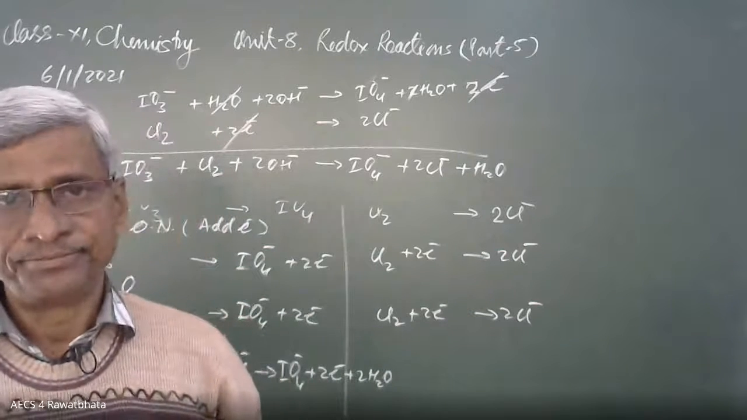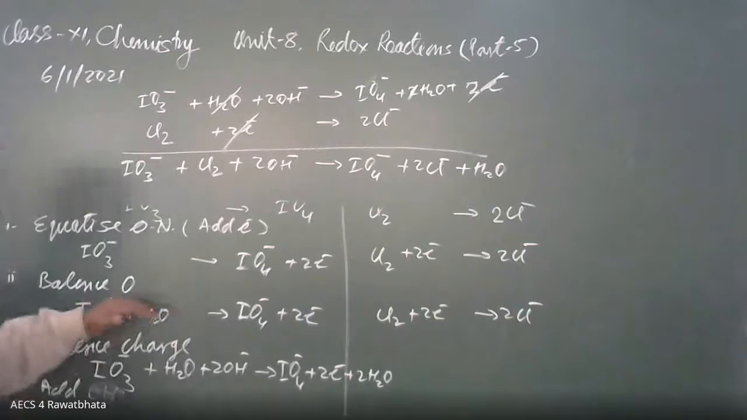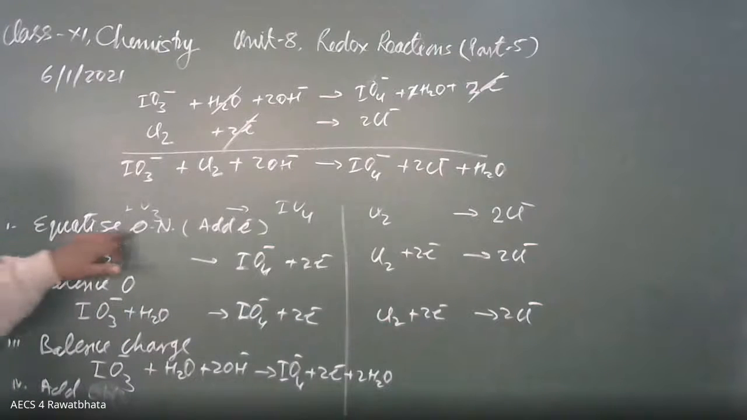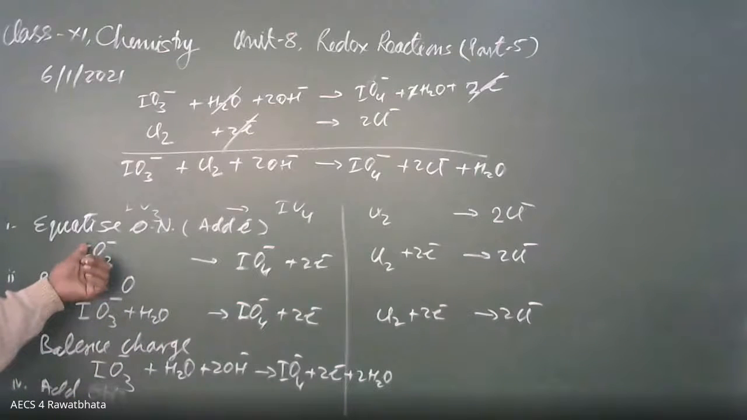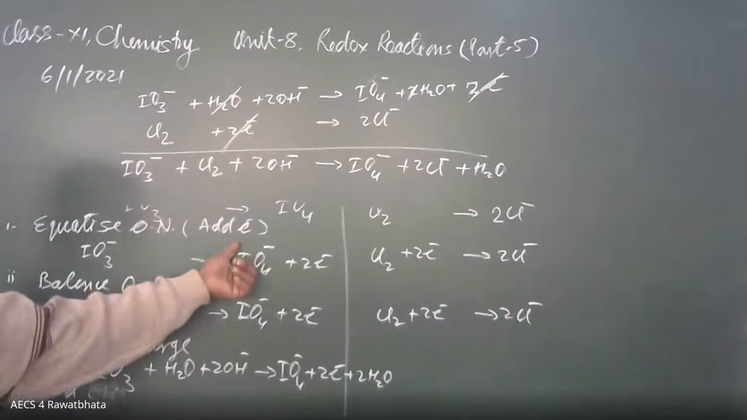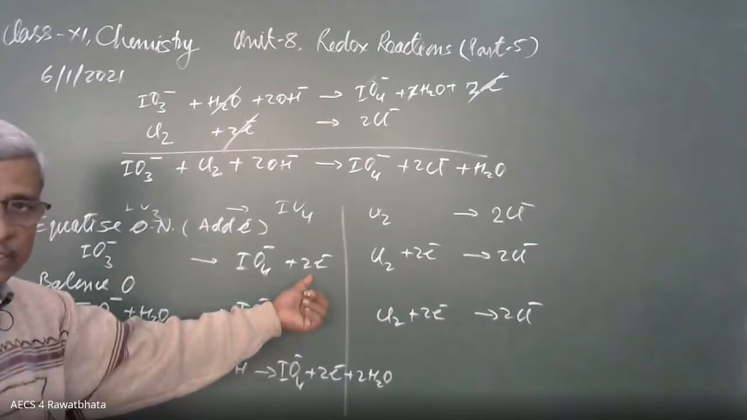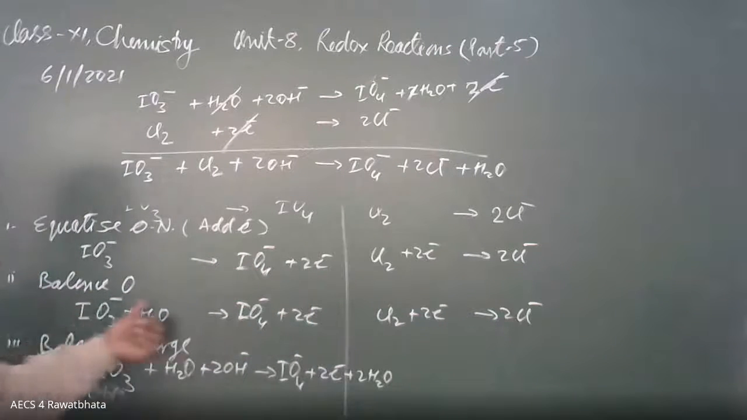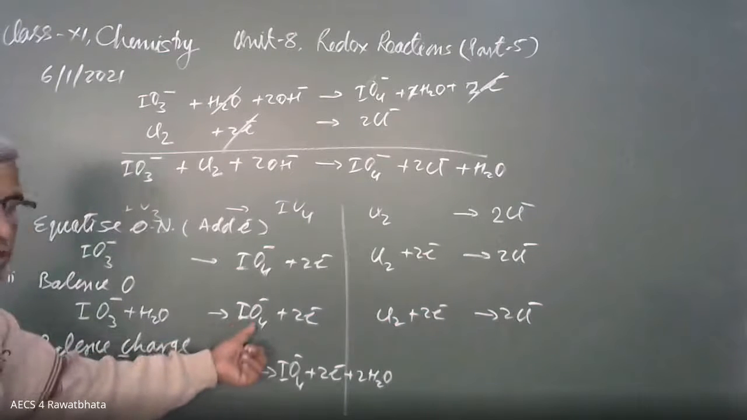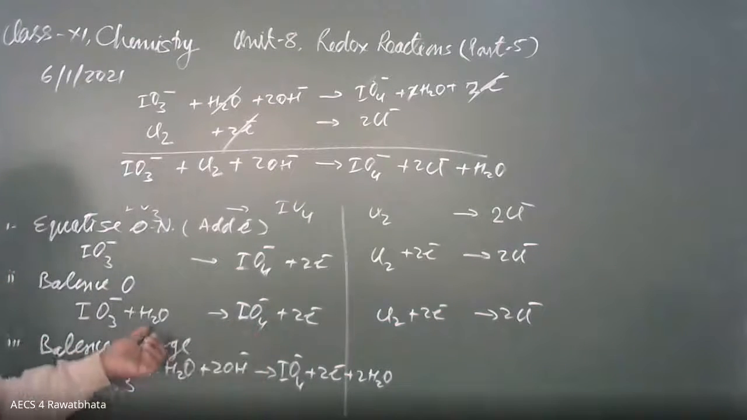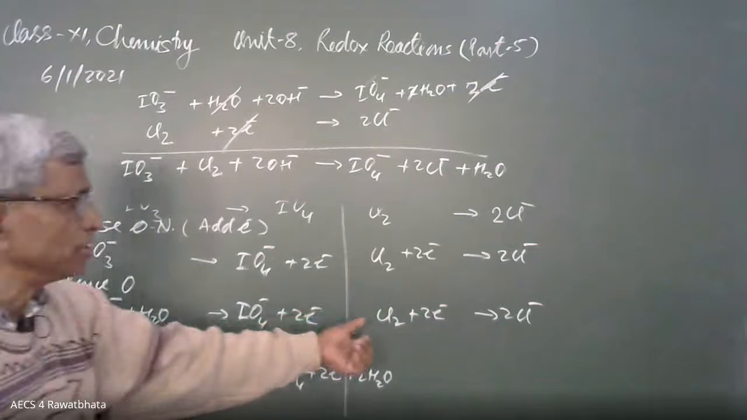This is the way. Okay, beta? The steps. First, we equalize the oxidation number, and accordingly we add electrons. Here the oxidation state is plus 5 going to change into plus 7. That's why 2 electrons are lost by the iodine. Balance oxygen. Here 3 oxygen, this side 4 oxygen. While balancing oxygen, we have to add H2O. That's why one H2O is added to balance oxygen, and there is no oxygen here.